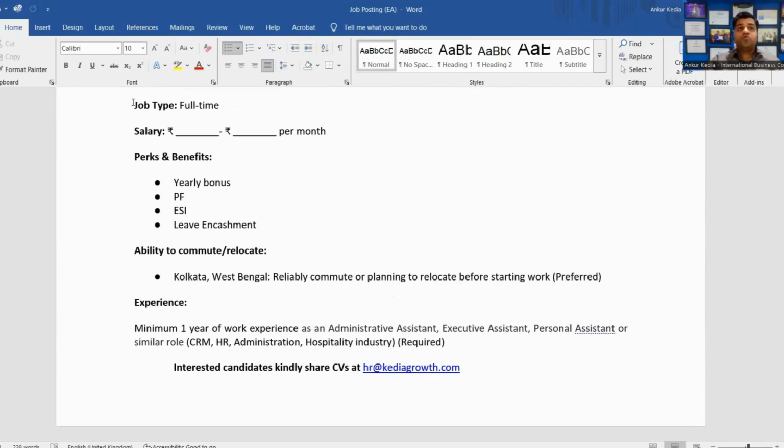Then comes a job type. So job type is a little, it's funny, but yes, you do have to mention this, that what are you looking for, a part-time person or are you looking for a full-time person?